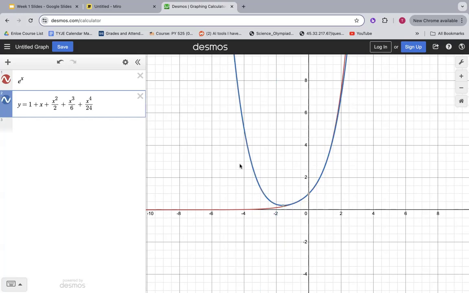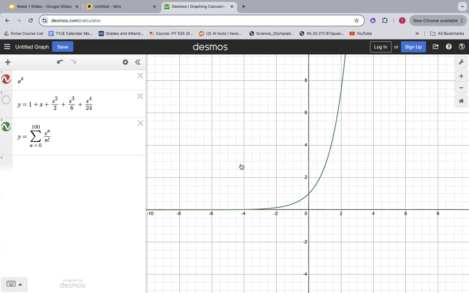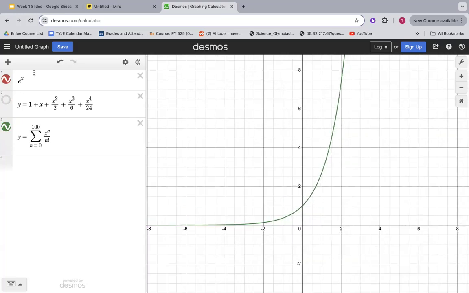Boom, and we get closer. And what Taylor's theorem basically says is, if we, there's no better way to write this in Desmos, but let's say we add up like 100 of these. It'll take a while to graph, but it'll graph. Boom. They look exactly similar. That's the e to the x function, and that's the sum.